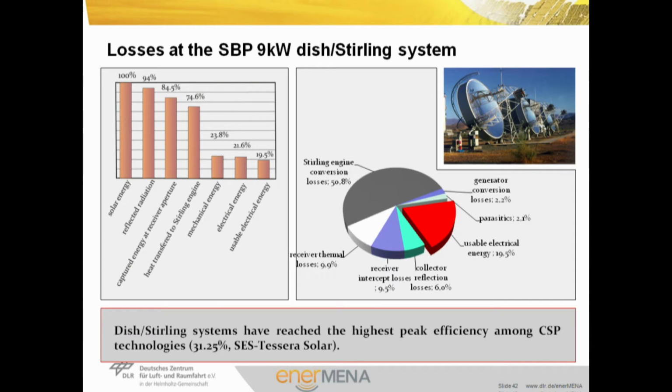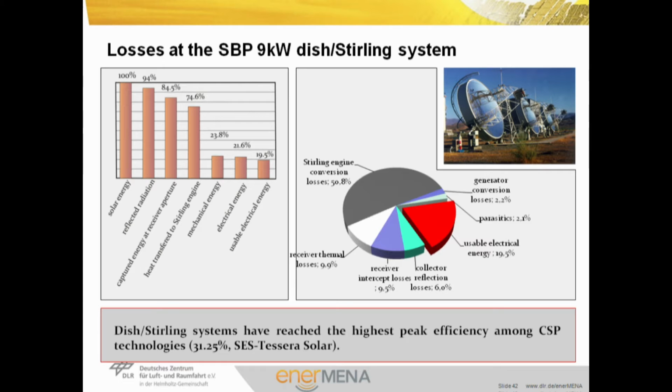On this slide, we want to have a short look at the losses in the power conversion chain of a Stirling system, using the example of an SPP 9 kW system. We start with 100% solar radiation from the sun. Not all radiation is reflected on the mirror surface, even if we have a completely clean mirror. We lose a minimum of 6% of the power due to the reflectance of the mirrors.